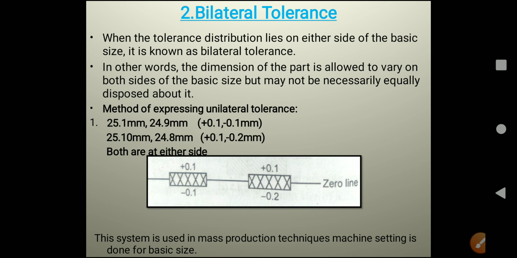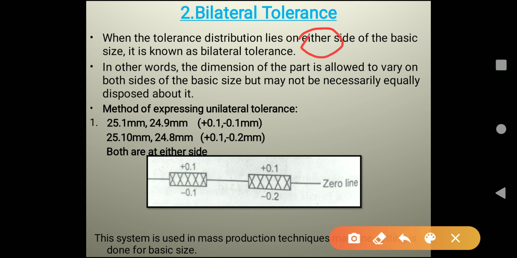Second, bilateral tolerance. When the tolerance distribution lies on either side of the basic size, it is known as bilateral tolerance. In other words, we can say the dimension of the part is allowed to vary on both sides of the basic size. You can see in the image here, but not necessarily equally disposed about it.